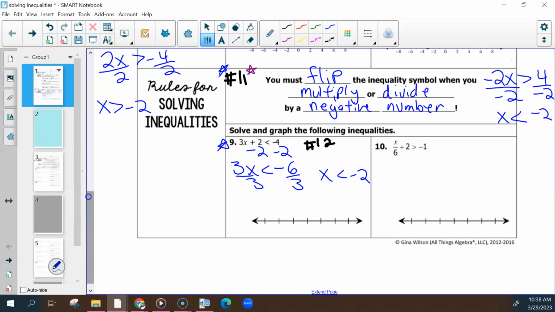So here, this number is a negative. Even though this one is, we didn't divide by a negative. The number we were dividing by was positive.